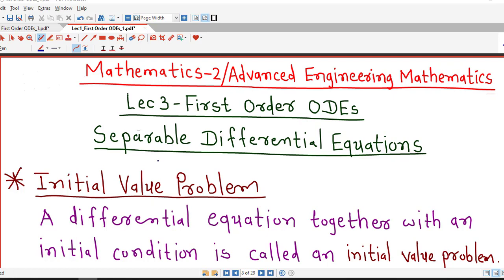In previous lecture we have discussed how to solve separable differential equations. Today also we are going to continue this separable differential equations and we will understand what is meaning of initial value problem. So first we try to understand the meaning of initial value problem.